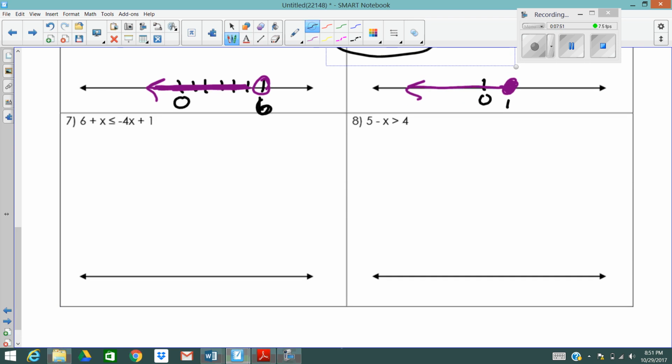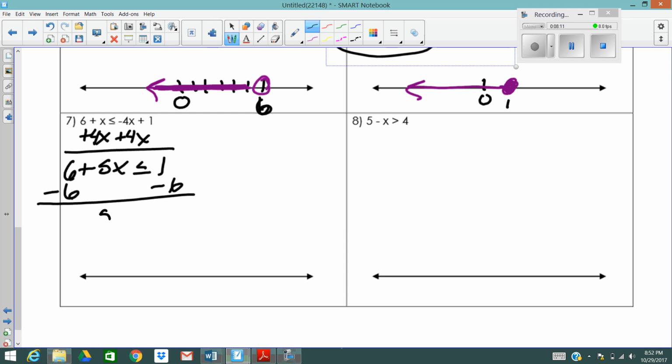All right, number 7, we have variables on both sides. Since we always want x to be on the left, I'm going to always move my x's to the left. So now on the left side, I have 6 plus 5x is less than or equal to 1. And now I'm going to get rid of that positive 6 by subtracting 6 on both sides. So I get 5x is less than or equal to negative 5. Divide both sides by 5, and we get x is less than or equal to negative 1.